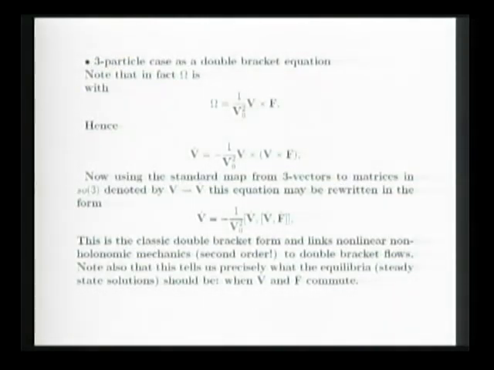In fact, if you look at omega, the rotational velocity on the sphere, it's just 1 over v squared, v cross f. So v dot is equal to 1 over v naught squared, v cross f, which is that external force that I mentioned. And using the standard map that we all know very well from 3 vectors to matrices in SO3, you can rewrite this equation in this nice double bracket form. So this double bracket form, even though it appears to be rather special for Toda, in fact pops up all over the place. And this is a very nice place where it pops up. So there it is.